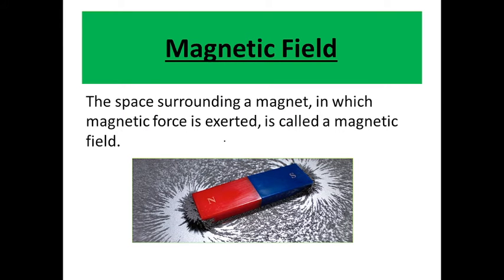Next topic is magnetic field. Now see, this is a magnet which has the north pole and the south pole. The area around this magnet, the space around this magnet, is said to be the magnetic field. In this field any object can experience some kind of magnetic force. The force exerted in this area is known as magnetic force. So the space surrounding a magnet in which magnetic force is exerted is called the magnetic field.